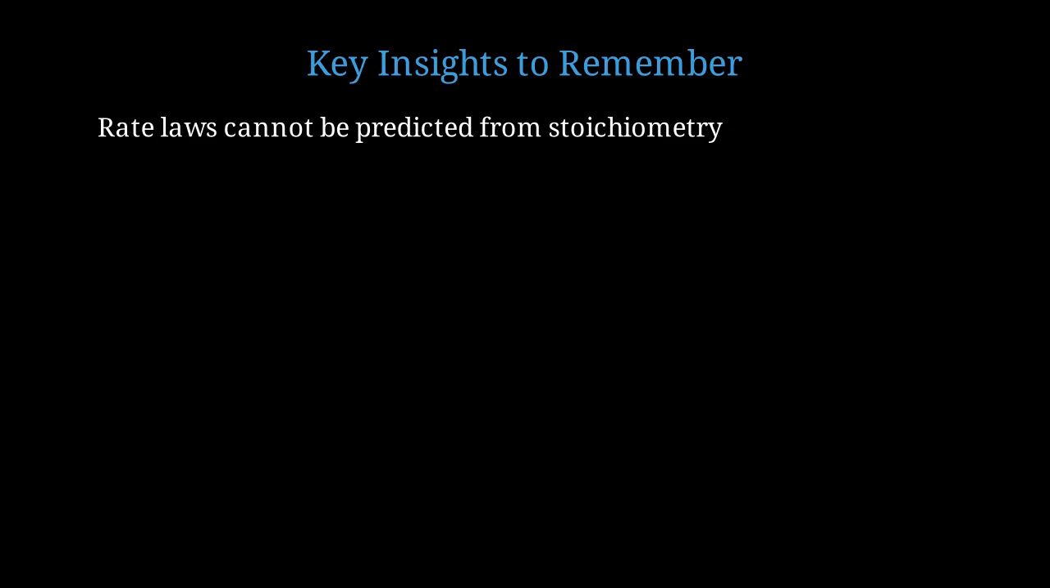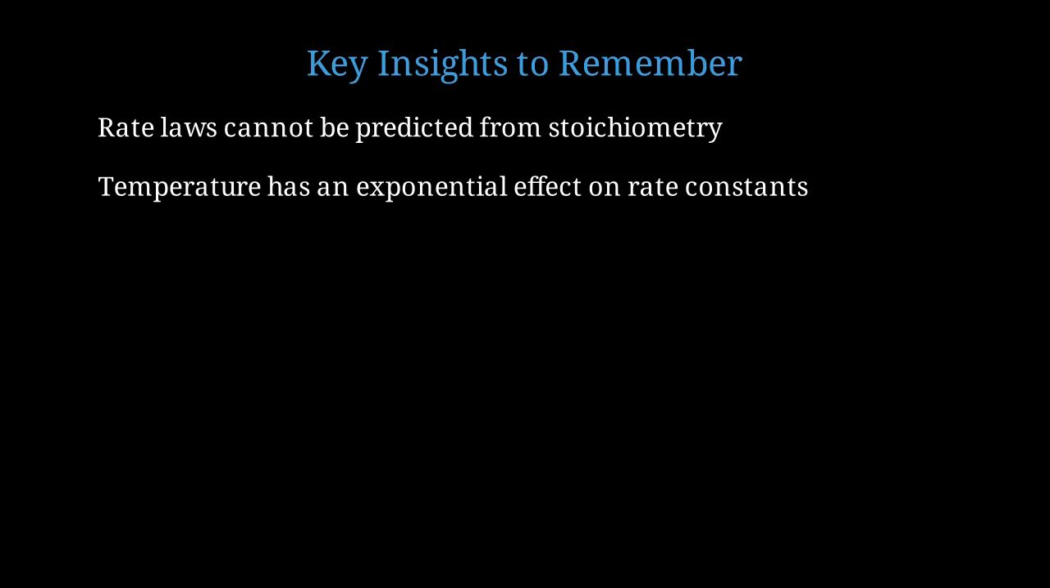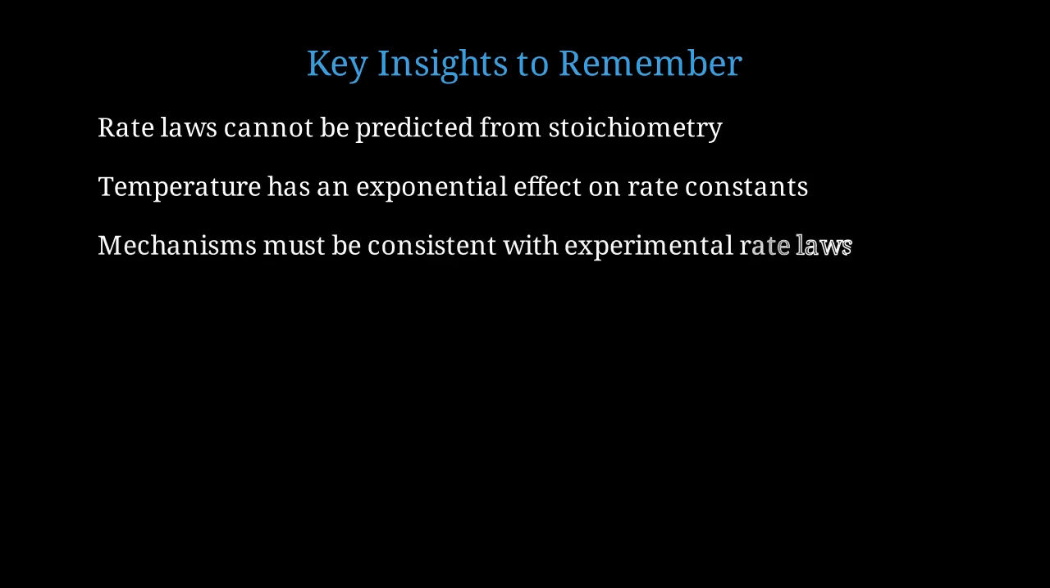Here are the key insights you should take away from this lesson. Remember, reaction orders cannot be determined from the balanced equation. They must be measured experimentally. Temperature affects rates exponentially through the Arrhenius equation. A small temperature increase can dramatically speed up a reaction. Any proposed mechanism is only as good as its ability to predict the observed rate law. Consistency is essential, but not sufficient proof.